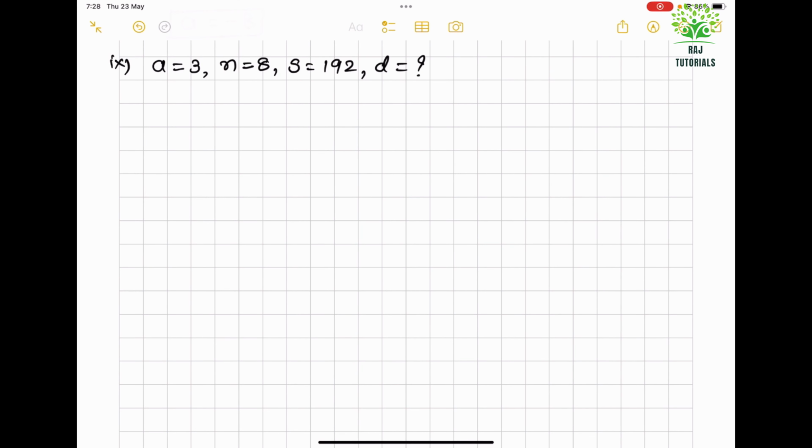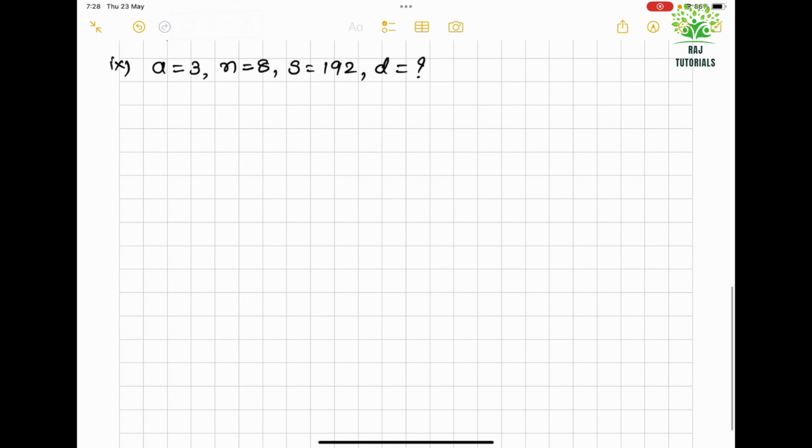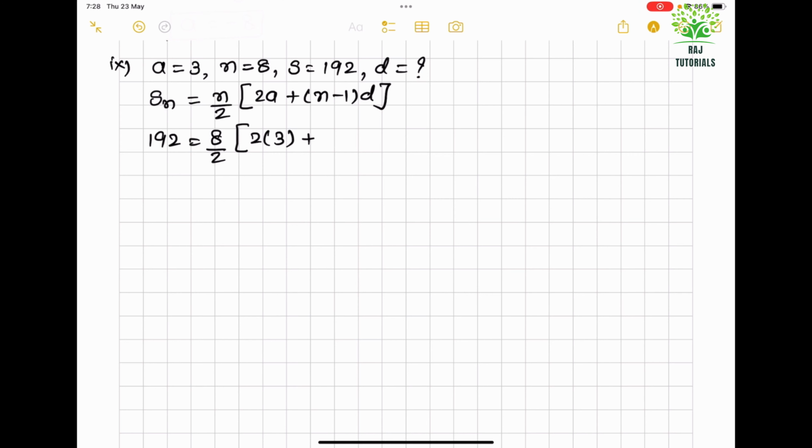So here A is 3, N is 8 and S is 192. D we have to find. So Sn equal to n by 2 into 2a plus n minus 1 D. So S8 means 192 equal to 8 by 2 into 2 into 3 plus 8 minus 1, which will be 7, into D.